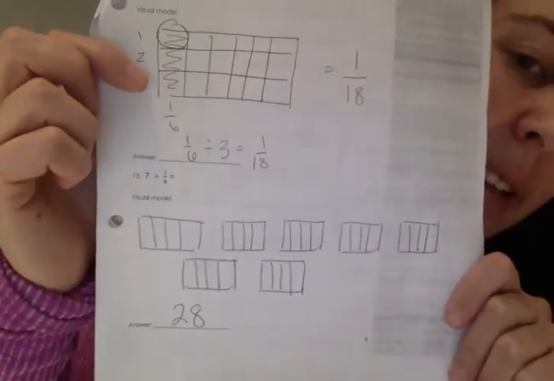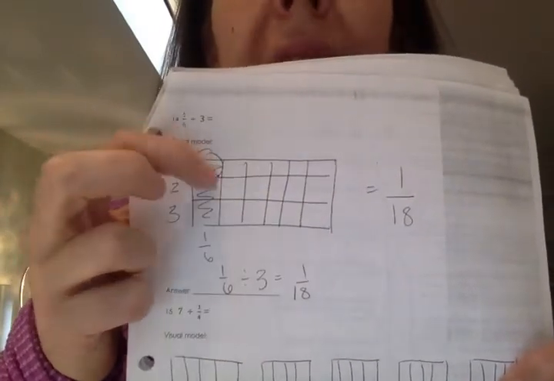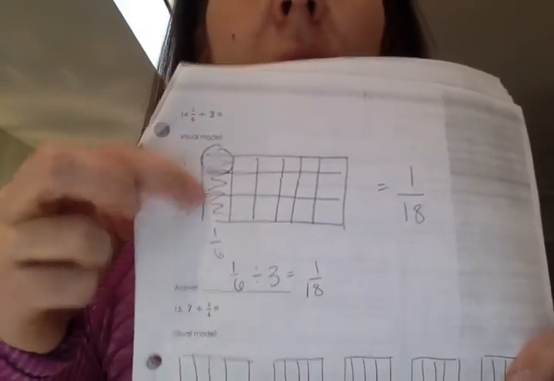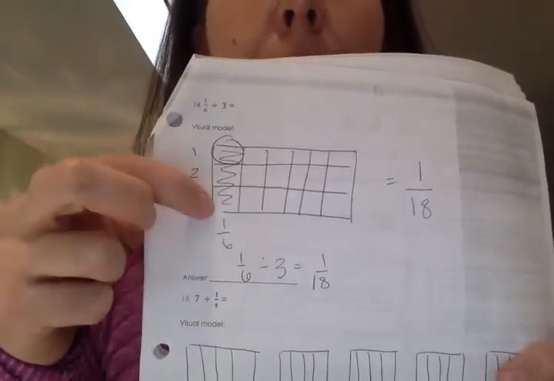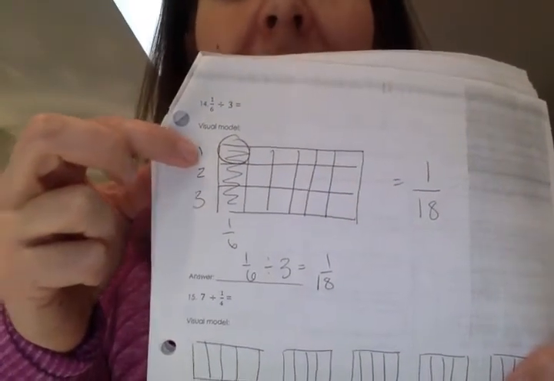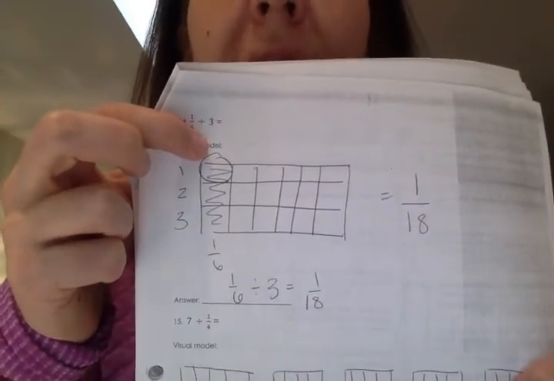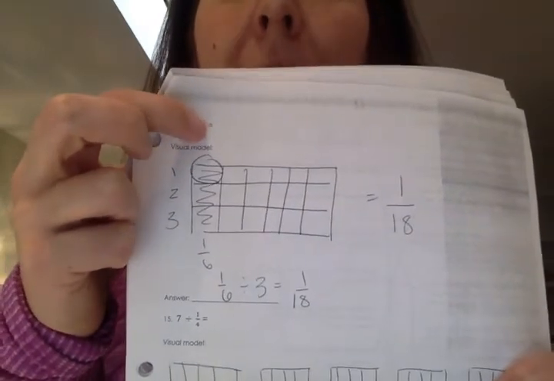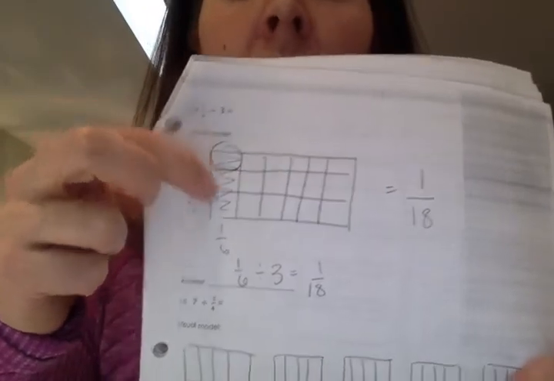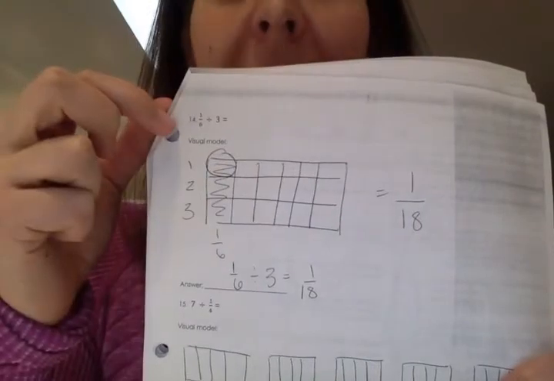Then finally, before I move on to 15, I want to say one more thing about these division ones. You can tell from the picture, it's basically the same as 1/6 times 1/3. So anytime you have a fraction divided by a whole number, you can turn it into a multiplication problem by making the whole number into a fraction, 1/3. 1/6 times 1/3 also gives you 1/18.